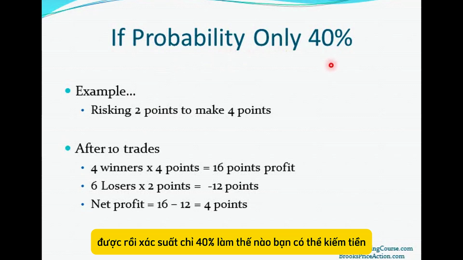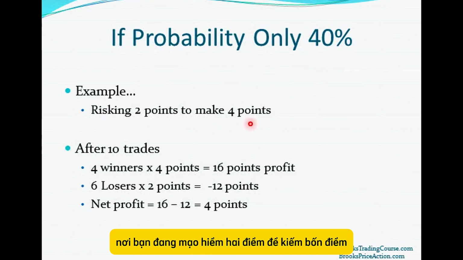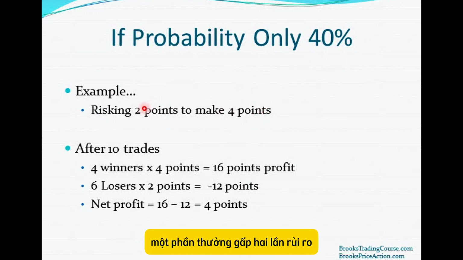Okay, probability of only 40%. How can you make money? Let's look at an E-mini trade where you're risking 2 points to make 4 points. A reward 2 times the risk.